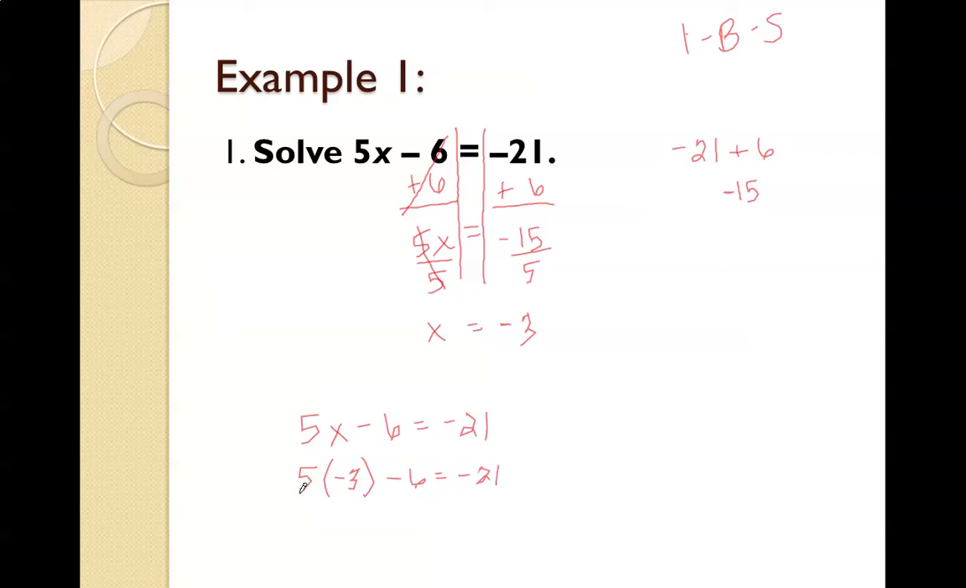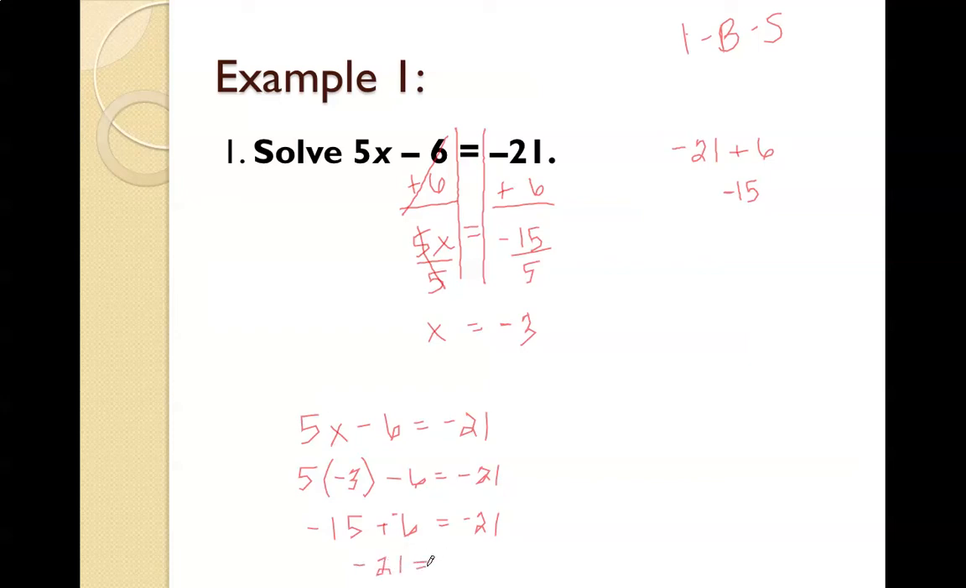I have a positive 5 times a negative 3, which gives me a negative 15. Minus 6 equals negative 21. Anytime I see subtraction, I'm adding the opposite. I have a negative 15 and a negative 6. The signs are the same, so I add and keep. So that'll give me a negative 21.